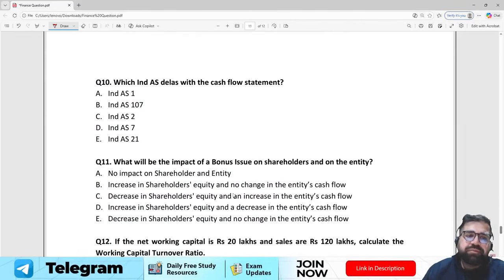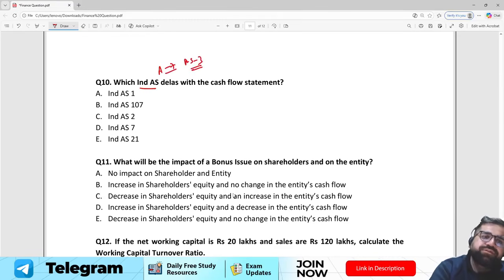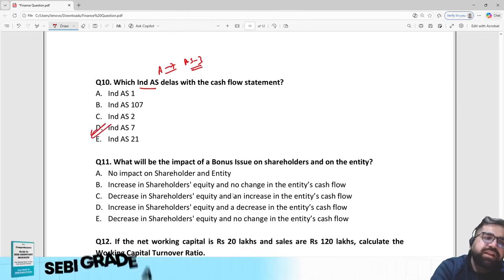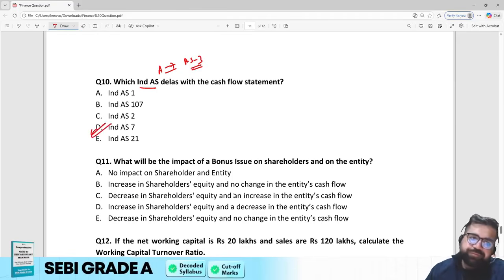Question 10. Which Ind AS deals with cash flow? Ind AS has been asked. So the Ind AS for cash flow is 7. The accounting standard for cash flow is AS 3. So the correct answer will be option number D, Ind AS 7.